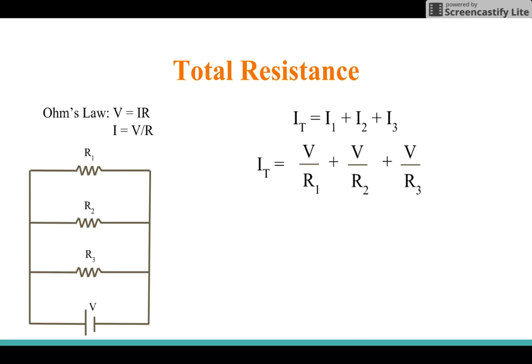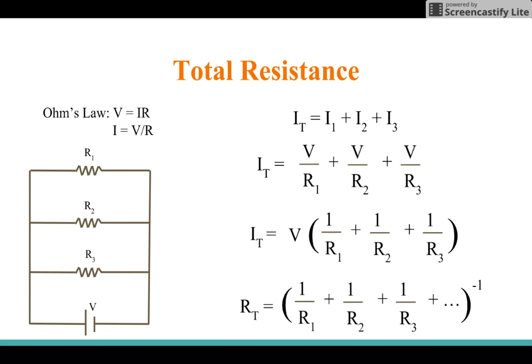We can then use Ohm's law to rewrite the current in terms of the voltage and resistance. So I1 plus I2 plus I3 becomes V over R1, plus V over R2, plus V over R3. Next, because voltage is the same across each resistor connected in parallel, we can factor out V, and what we have left is the total resistance of the circuit. This means that the formula for the total resistance is equal to the reciprocal of the sum of the reciprocals of the resistors. A lot more interesting than the other formulas, isn't it?